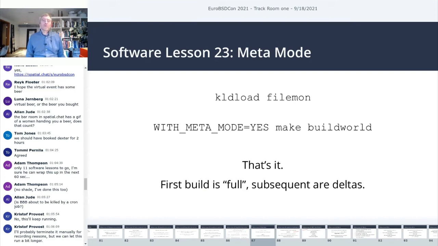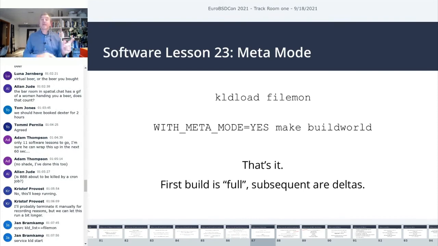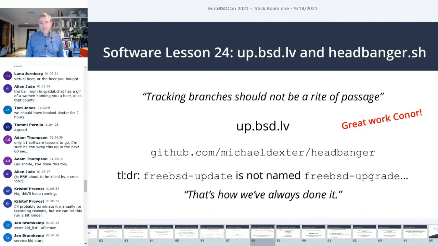So jumping forward, for years, fortunately it's not a 13.0 thing, there's been meta mode, and here's how you do it. I knew about it for a long time, and I finally started using it because I had a really pressing use case. You load a kernel module, you throw this flag into your build, and off you go. Which means you do a build world, a build kernel, you name it. The next time you do that, it looks for what's changed in the source tree and skips all the stuff that hasn't changed. And funny, when you're following a branch, not much changes with one commit. So that is your friend, and I will use the heck out of it shortly.